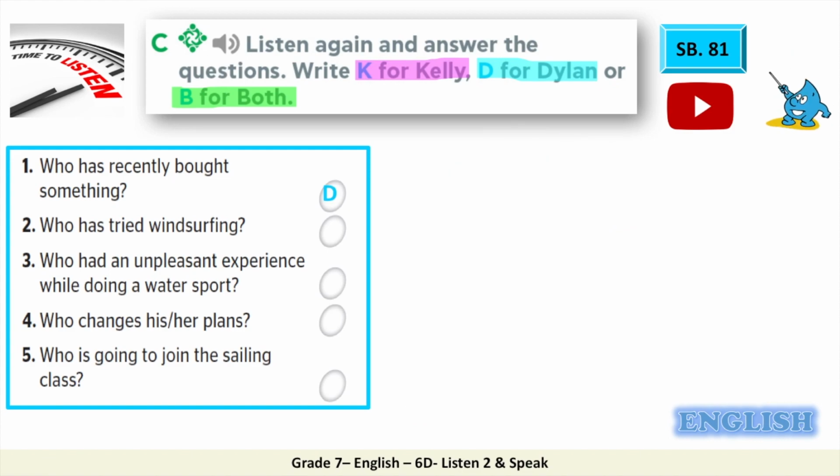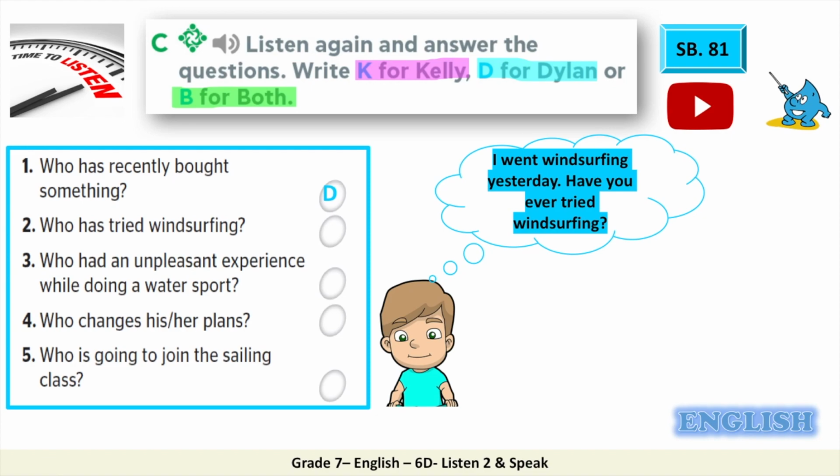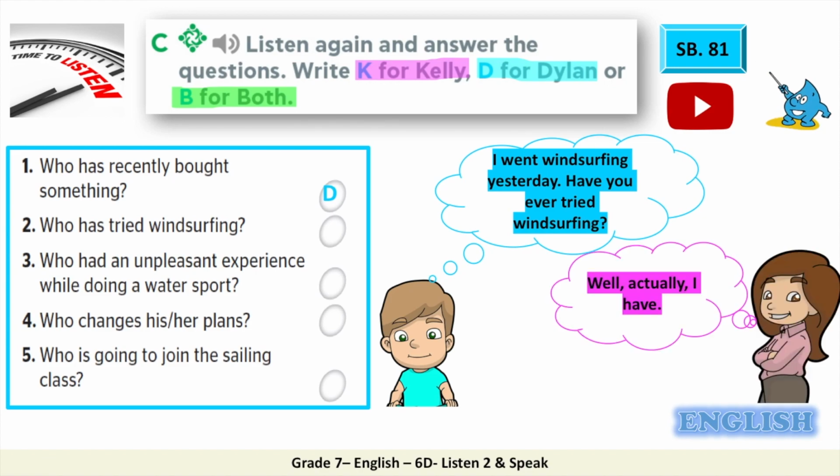Question number 2. Who has tried windsurfing? Dylan tells his sister that he went windsurfing yesterday and asks his sister if she has ever tried it. Kelly replies, well, actually, I have. This means that they have both tried windsurfing, so the correct answer is B for both.